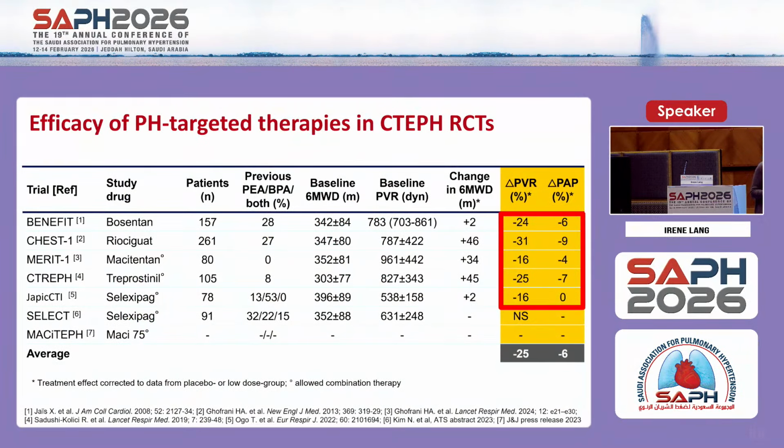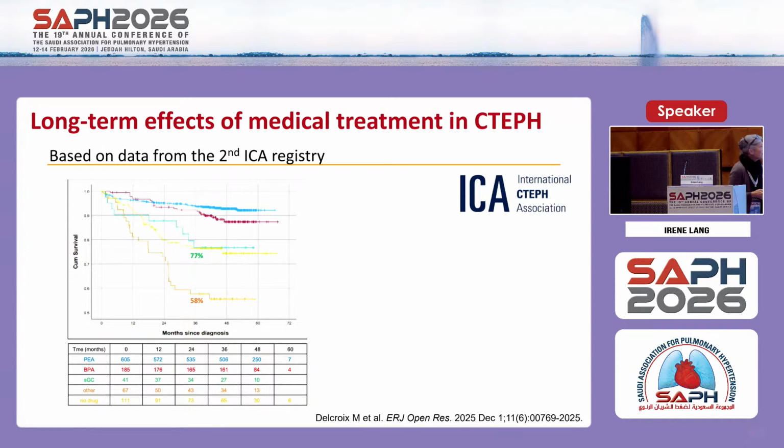And all these trials have looked at the change in PVR and mean pressure. You see the change in PVR is modest, 25%. The change in mean pressure is less than 10%. So the power is in the mechanical treatment. Marion Delcroix has analyzed in the second registry a sample of patients who underwent just medical treatment, and you can see in this graph that the sGC stimulator outperformed all the other medical treatments.